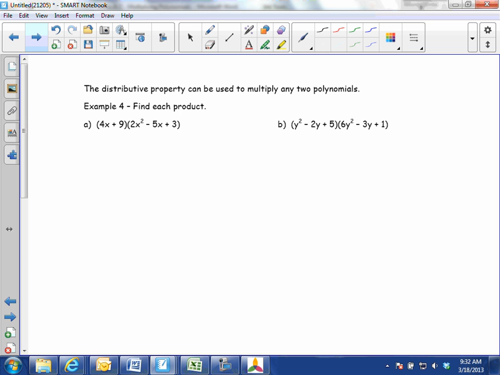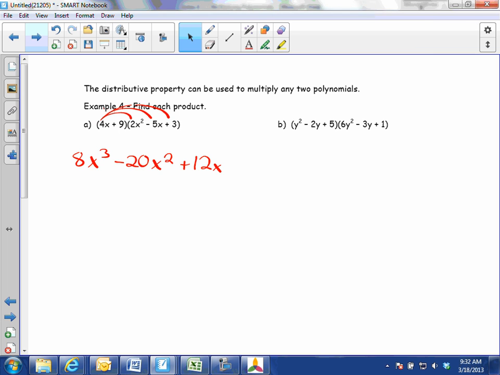So when I'm looking at this, notice I have a binomial times a trinomial. So we take everything in the trinomial times 4x and everything in the trinomial times 9. So I'm going to take everything times 4x first. Okay, so 4x times 2x squared gives us what? 8x cubed. And then 4x times negative 5x gives us negative 20x squared. Good. And 4x times 3? 12x. Okay, we're not done, so I've only distributed the 4x.